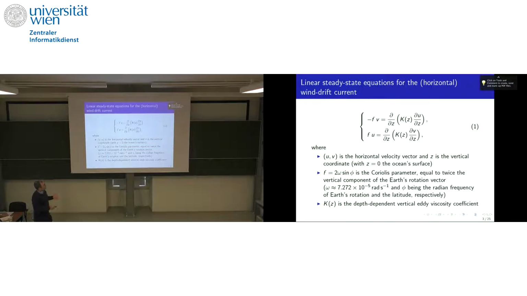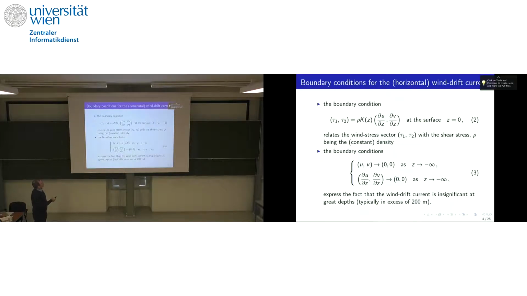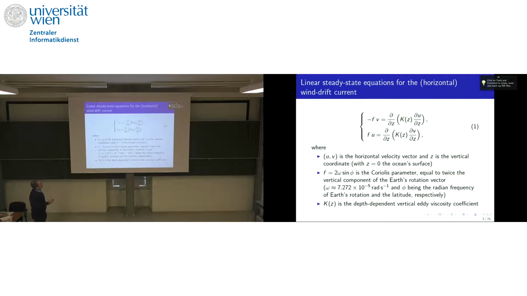I will concentrate on the northern hemisphere, and my goal is to try to understand what is happening with this system in the general case when K is depth dependent. So there are some general statements that one can show about what is going on when K is z dependent.